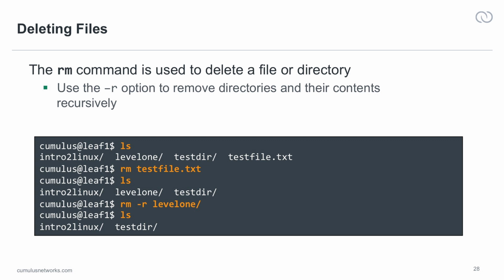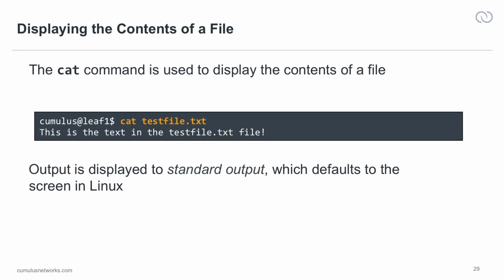If you wish to remove a directory, use the -r option to recursively delete the contents of the directory and then the directory itself. To quickly do a screen dump of a text file, use the cat command. Output is displayed to the Linux standard output, which defaults to the screen in Linux.